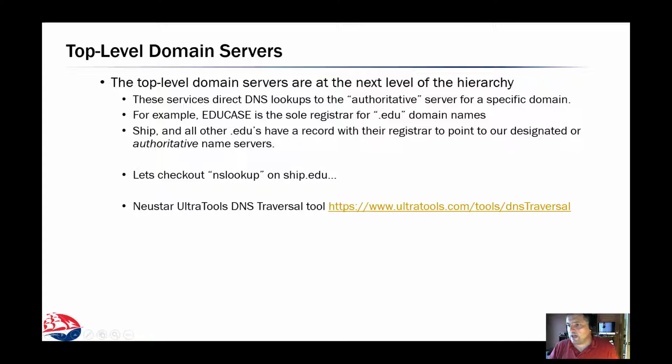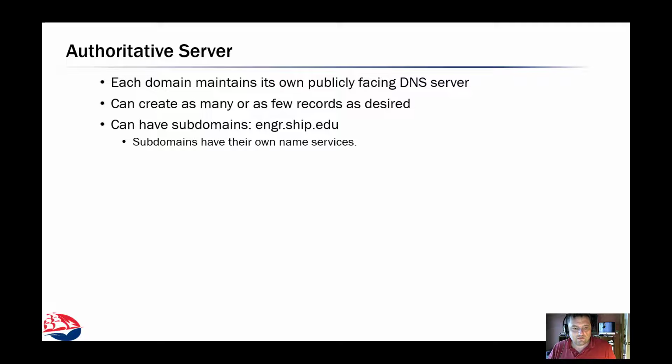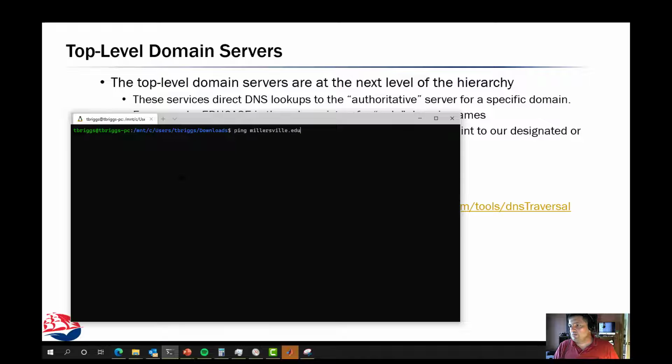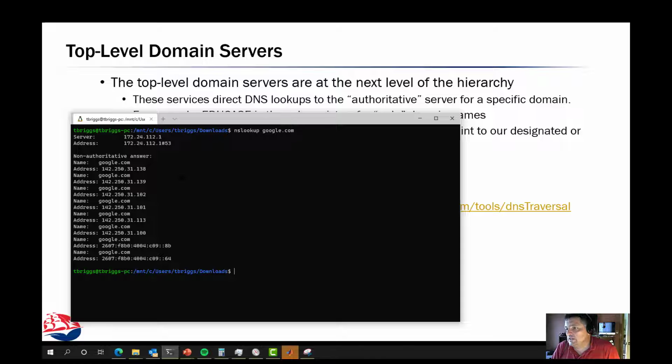So let's take a look at this using some tools. One of my favorite tools for this is called NSLookup. If I'm using a terminal window, I can simply type in nslookup google.com, and it's going to tell me what the name servers are. And so what I see is that Google comes back and says six different IP version 4 addresses for google.com, and two IP version 6 addresses.